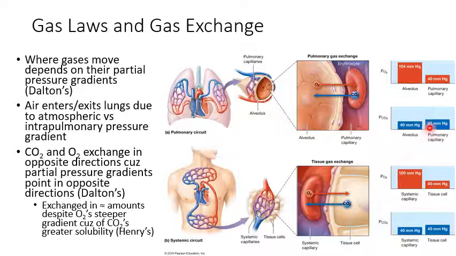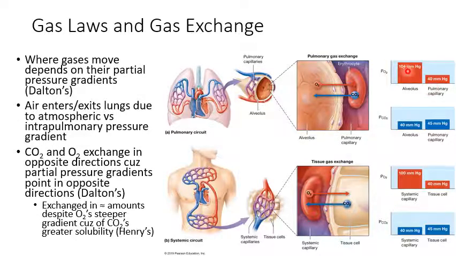For carbon dioxide, you have the opposite situation. Its partial pressure in the alveolus is about 40 millimeters of mercury. Its partial pressure in the plasma of the blood is about 45 millimeters of mercury. So you have more carbon dioxide in the blood. That's why it's going to move down its partial pressure gradient out of the blood into the alveolus.